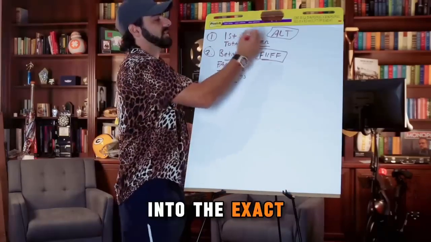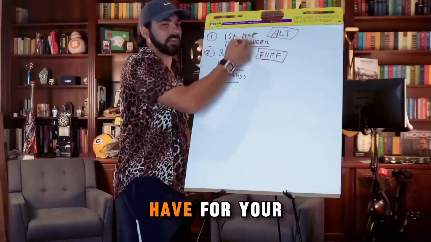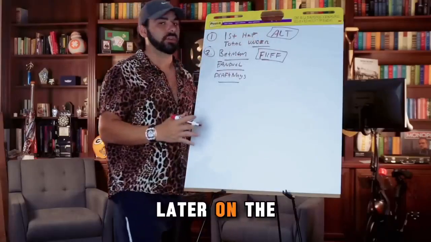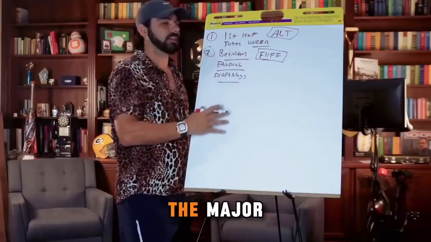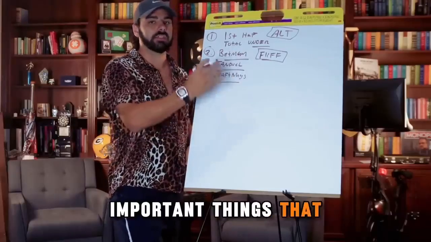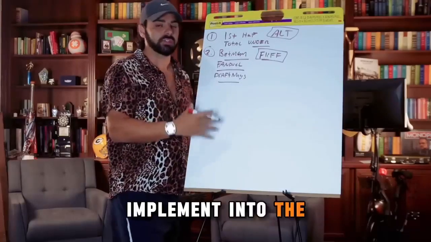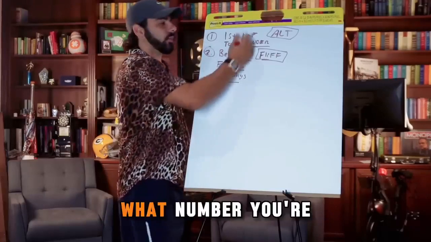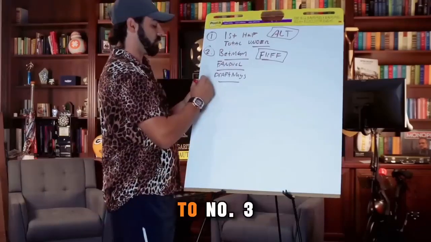Now I'm going to get into the exact number that you need to have for your alternate first half a little bit later on in the video, because first I want to go over the major important things that you need to implement into the strategy before even finding what number you're going to do. So let's go ahead and jump to number 3 here.